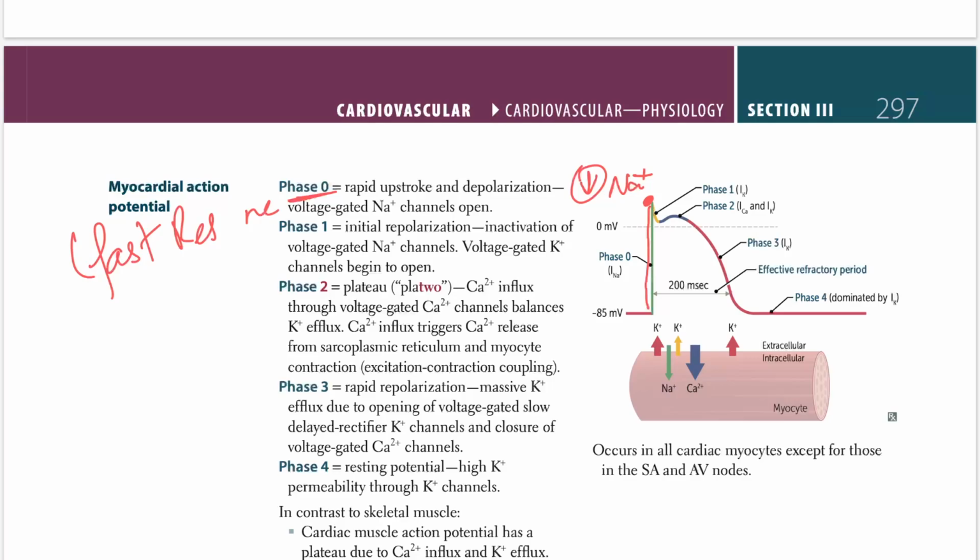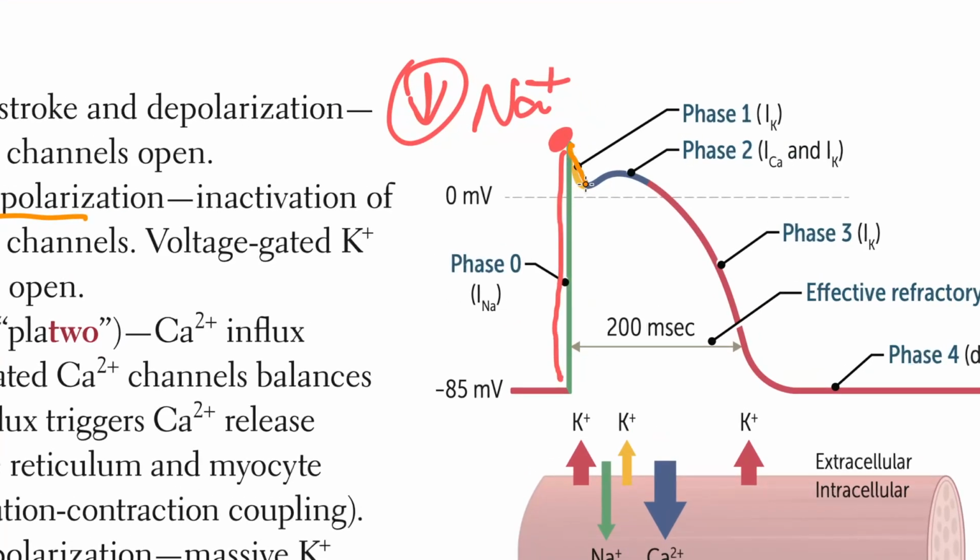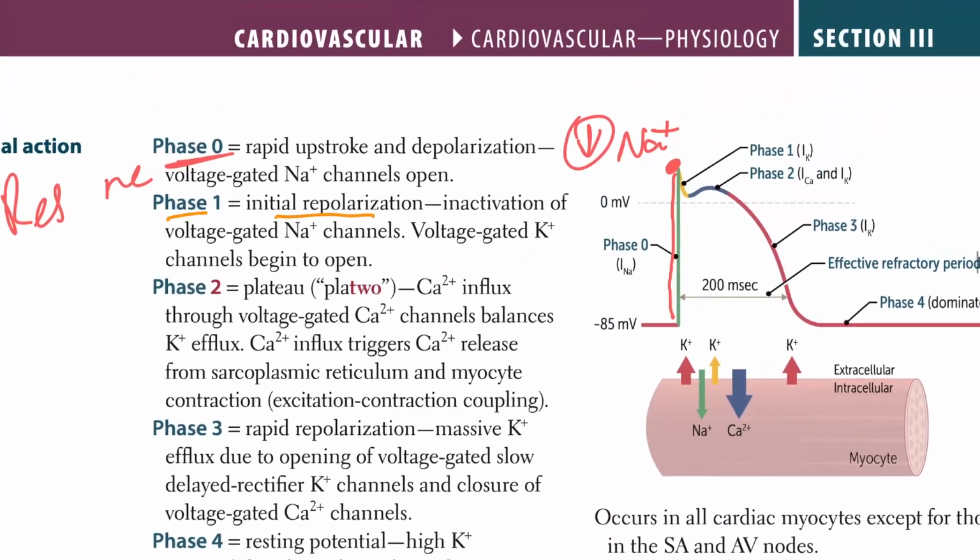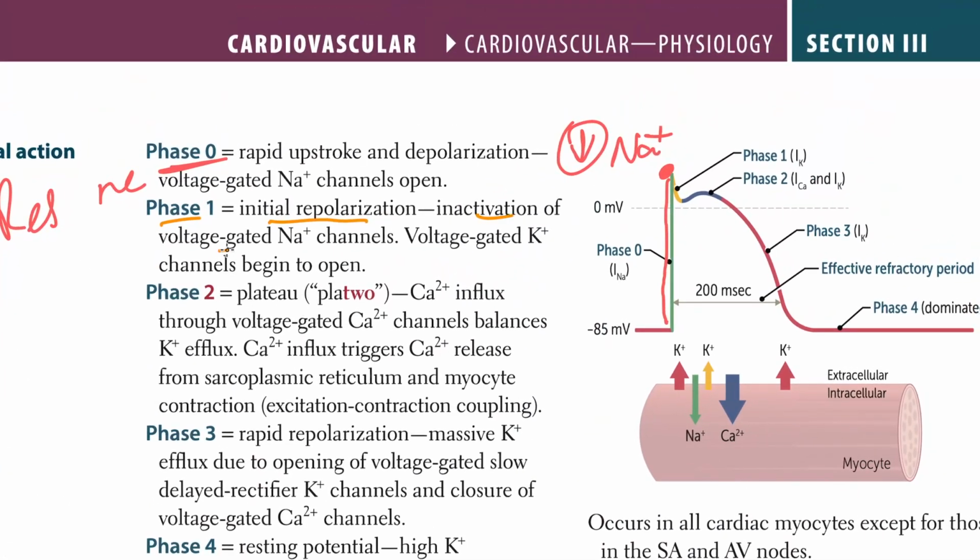Now, with phase 1, what's happening is you have initial depolarization. My bad, initial repolarization. If you look, let's zoom in, there's a repolarization. This is known as initial repolarization. And that is due to the fact that you're inactivating the voltage gated sodium channels, the ones that you activated in this top phase 0. On top of that, you're also opening your potassium channels. So voltage gated potassium channels begin to open.